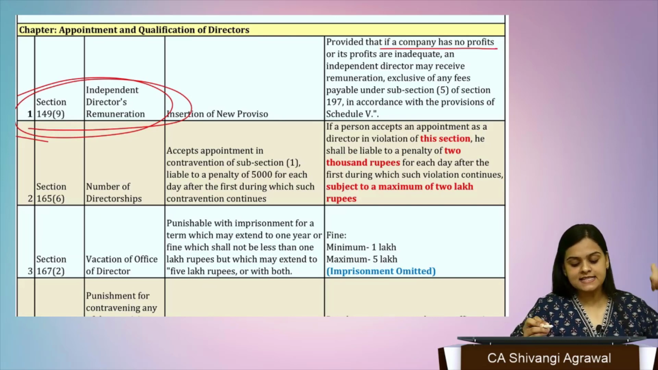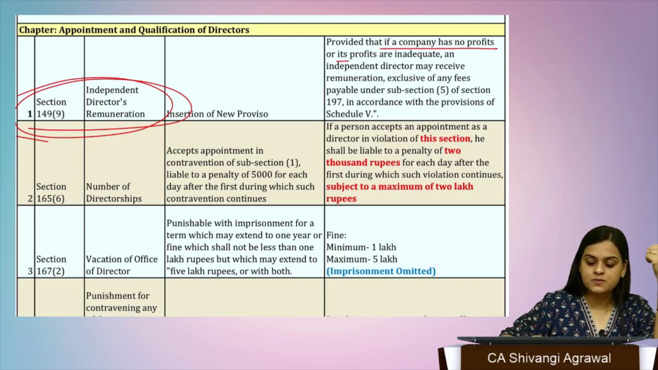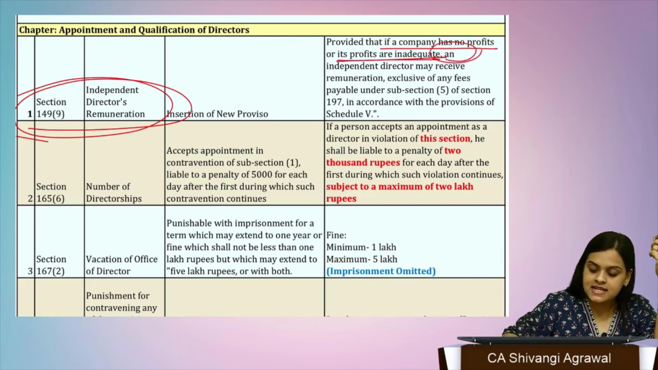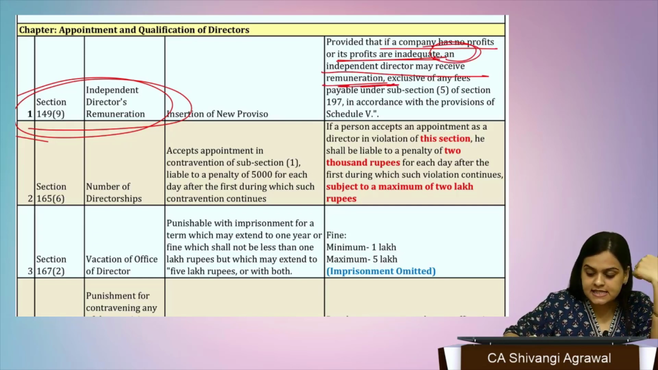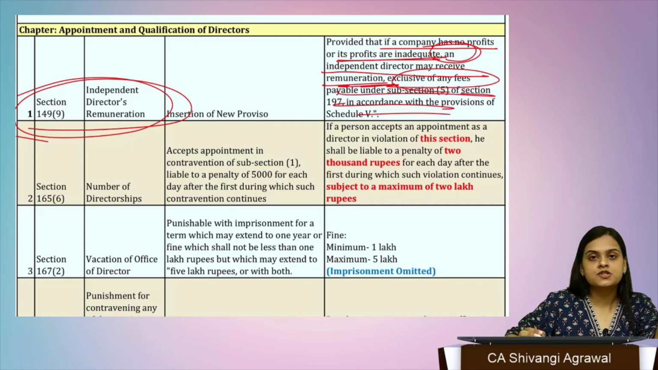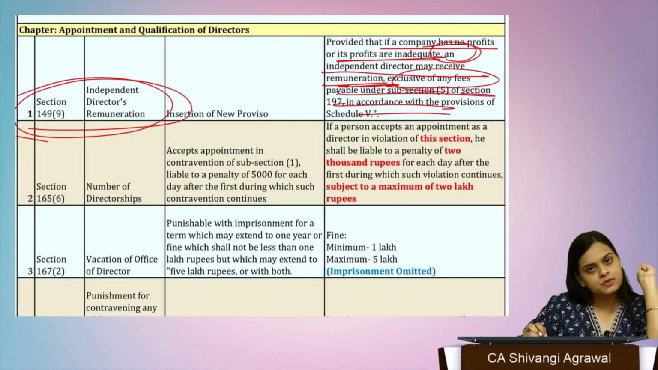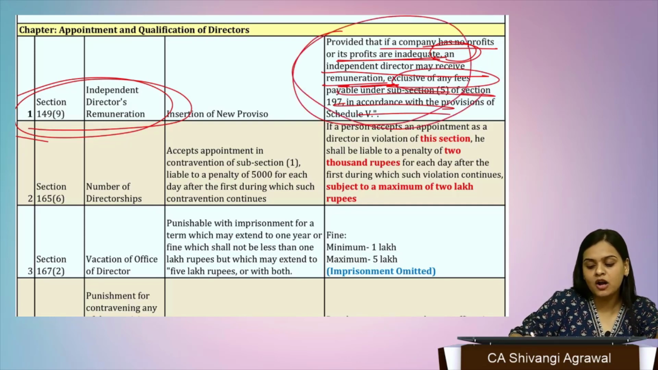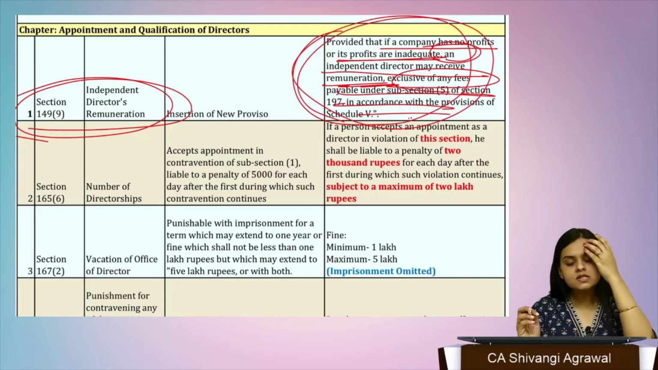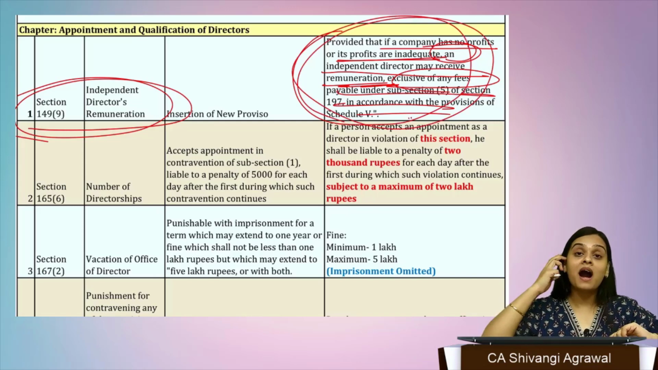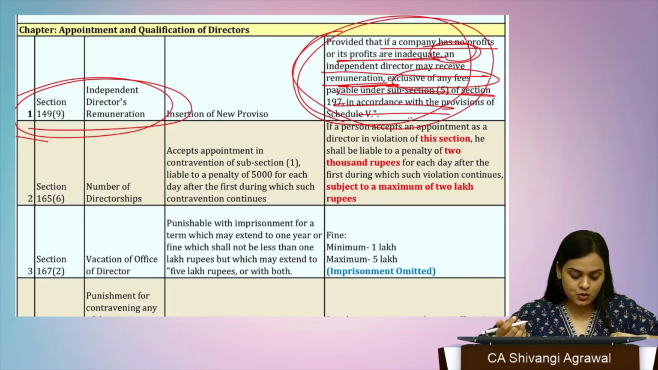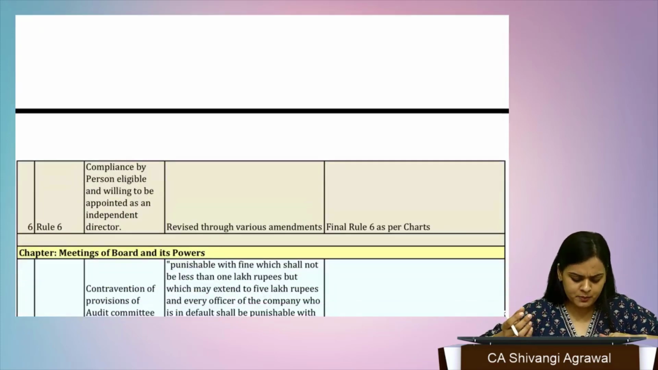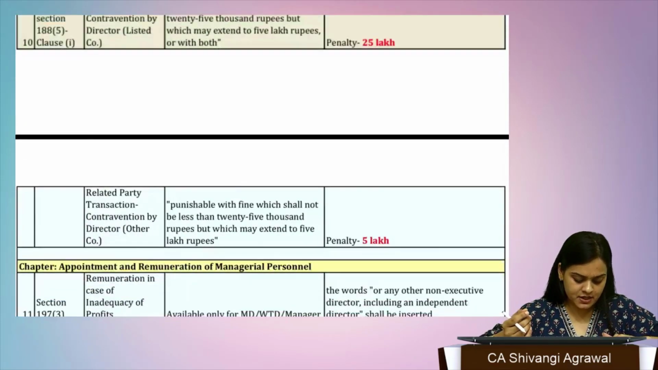if a company has no profits or its profits are inadequate, an independent director may receive remuneration exclusive of any fees. So sitting fees you get, that you will still get, but if the company is not making profits, then you will also get remuneration. Now the question arises, ma'am, how will the person get remuneration? Right, the remuneration also has to be specified, how much remuneration, what is the limit, etc.